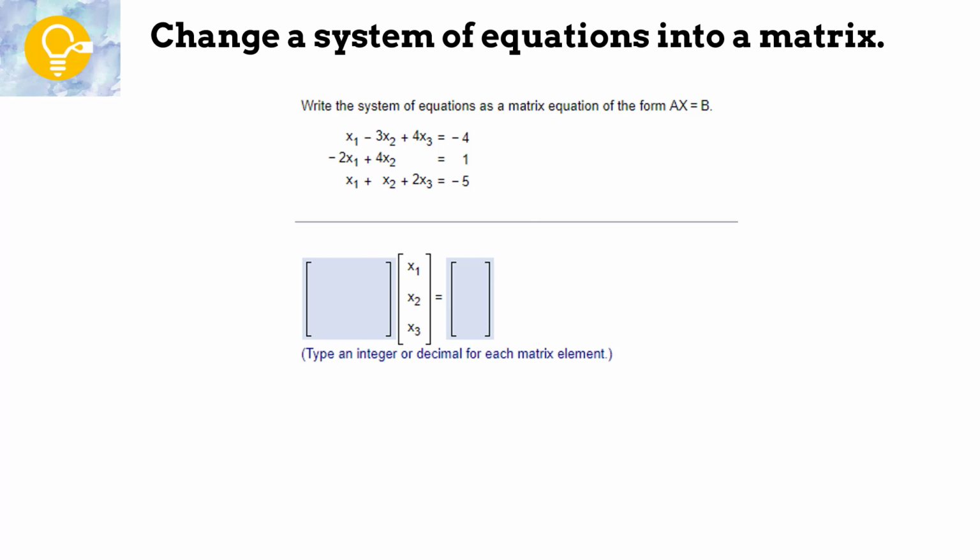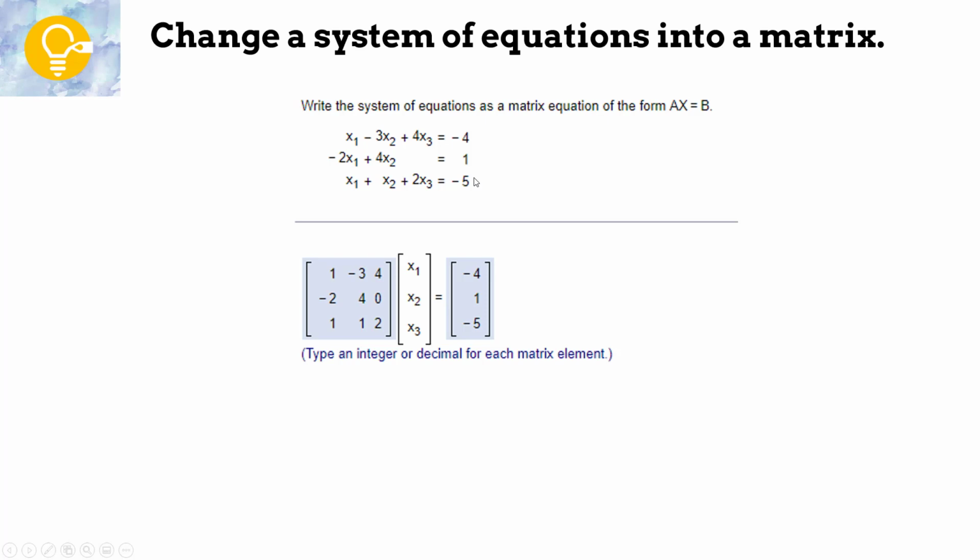All right, let's see how you did. Well, here is the coefficient matrix. Now, how did I get that? Well, I have a 1, -2, 1, -3, 4, 1, 4, 0, because I don't have an x3 here, and then 2. My constant matrix is -4, 1, and -5.